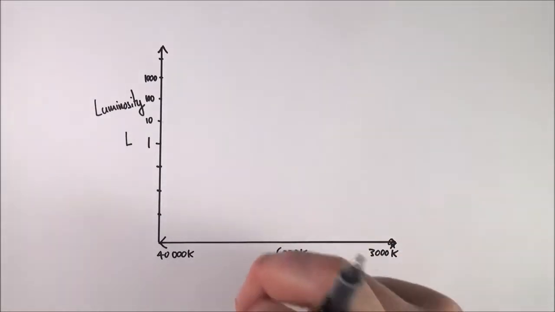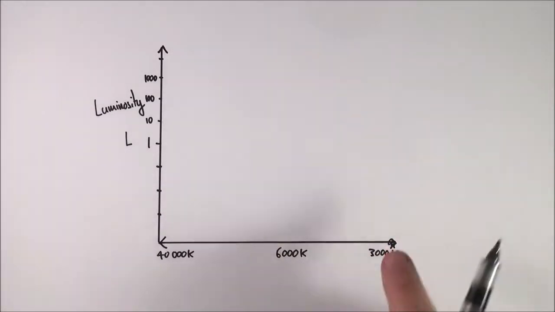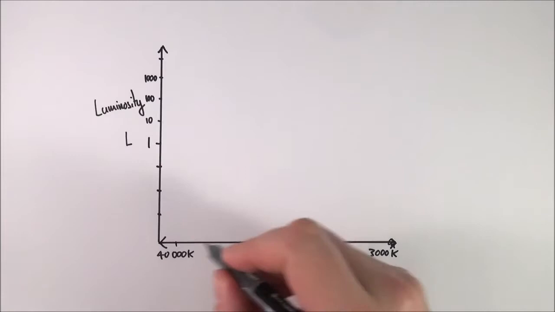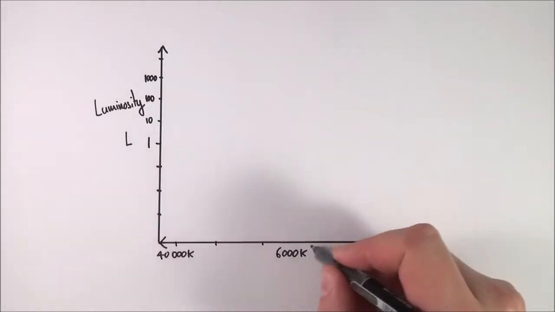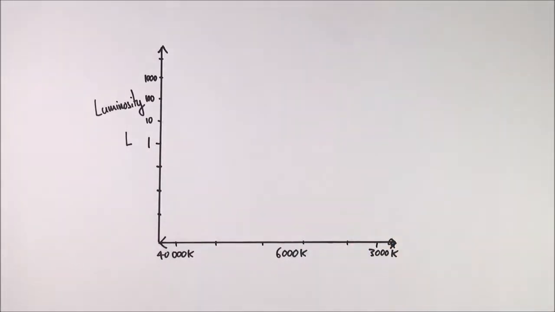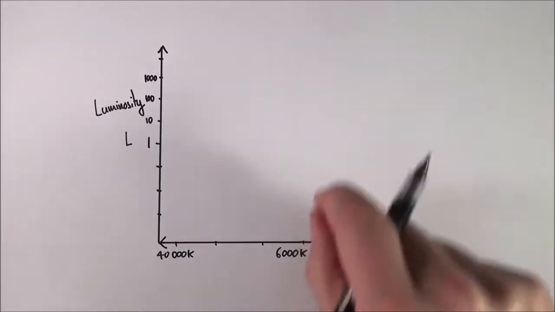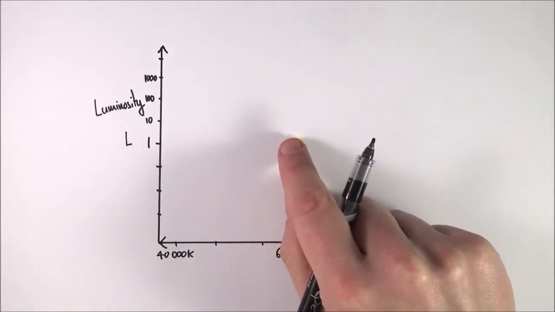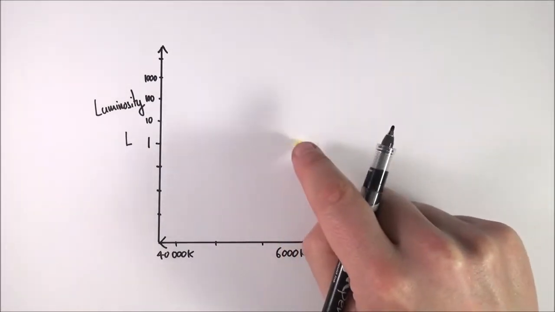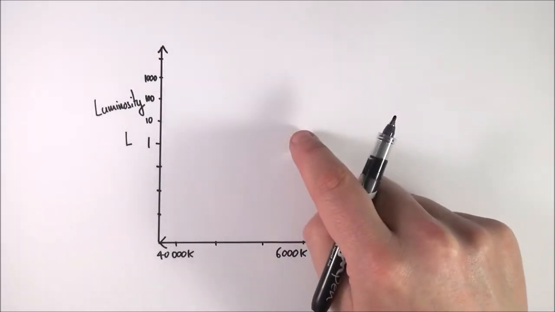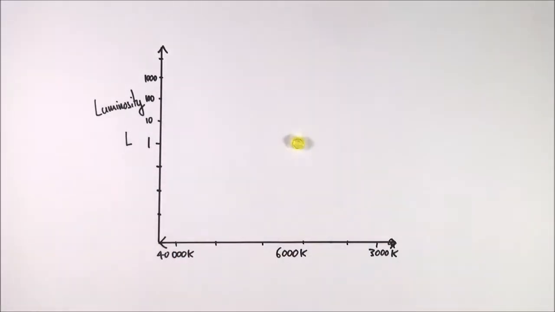In the actual core itself, it's incredibly hot. But again, we have a whole range of temperatures, and we have a logarithmic scale on the x-axis. And what we find is that our star sits somewhere in the middle, a bit like this. It's about 5,000 Kelvin, or 5,000 degrees, on the surface, and it's got a luminosity of 1.